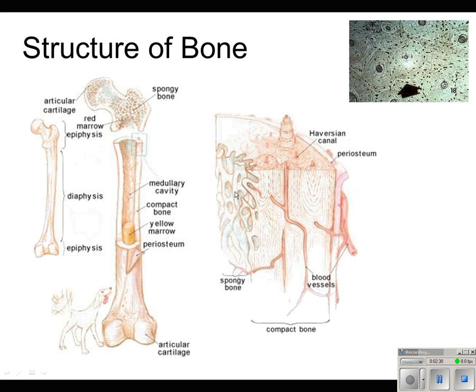And within that spongy bone is the red bone marrow, where we're going to get the production of red blood cells. And then within the shaft of the compact bone here, we see the yellow marrow, and that's actually a site of fat storage.